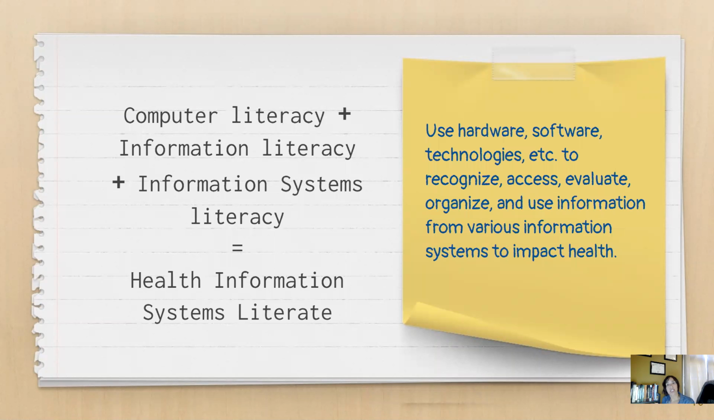So when these different types of literacy are put together, one can use hardware and software and other technologies to recognize, access, evaluate, organize, and use information from various information systems to impact health care delivery. The next presentation in this module dives a little bit deeper into the types of information systems and how they are connected as components of the health information system whole.